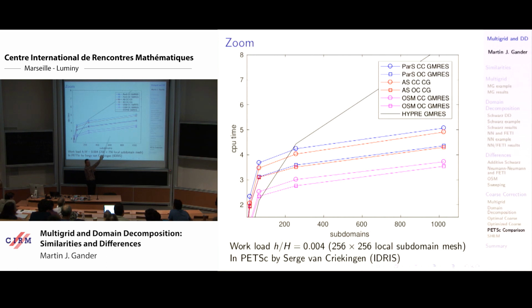I told you at the beginning, for me, multigrid for Poisson is very difficult to beat. This is really a good solver. This is just how it came out in this comparison, and it was with both packages.